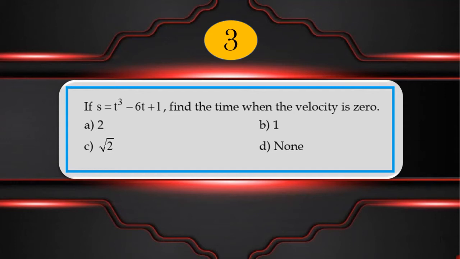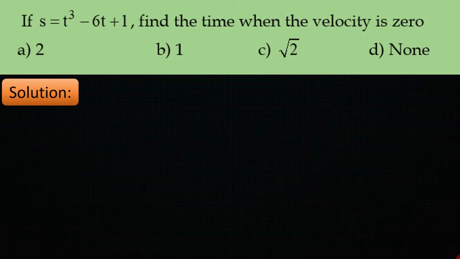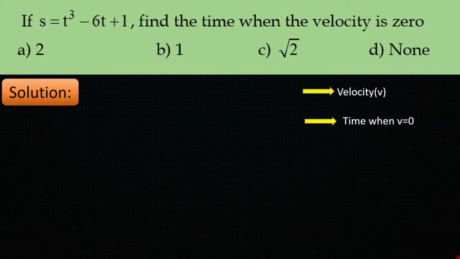Read the question and write it. The question is, if s = t³ - 6t + 1, find the time when the velocity is 0. Options are 2, 1, root 2, none. Let us find this. First, we find the velocity and then find the time when v = 0. Given s = t³ - 6t + 1.